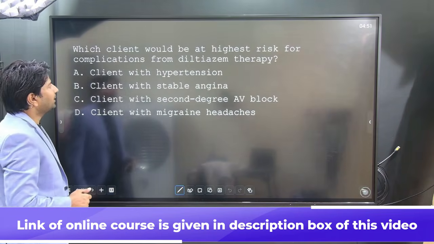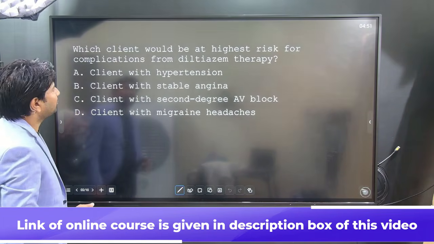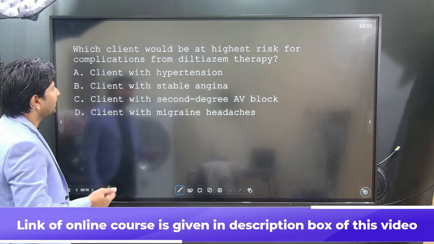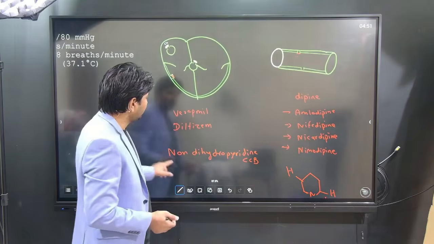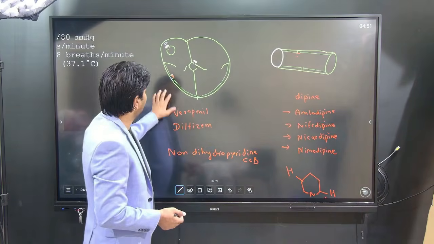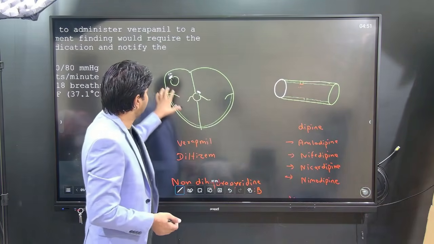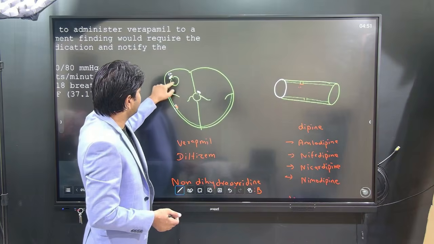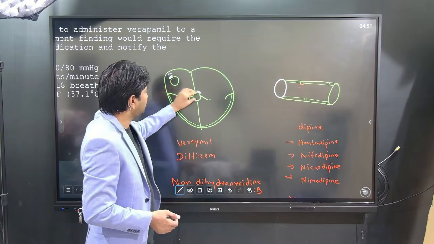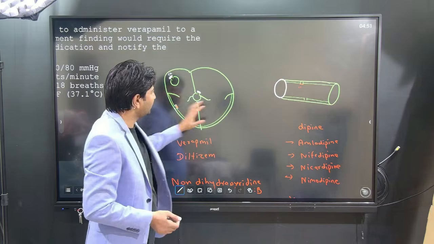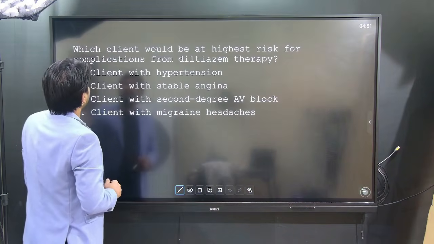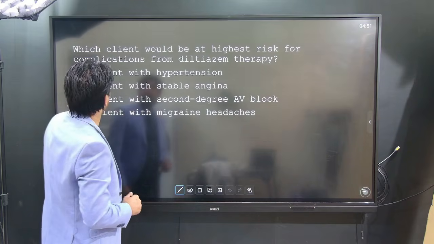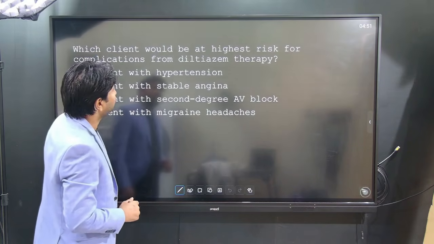Which client would be at highest risk for complications from Diltiazem therapy? We discussed earlier that Diltiazem is a non-dihydropyridine calcium channel blocker. This means it will work on the heart rate. This means it will reduce the SA node's work. So it will reduce the heart rate, it will reduce conduction, and it will reduce the heart's contraction. The question is asking which client would be at highest risk for complications from Diltiazem therapy.